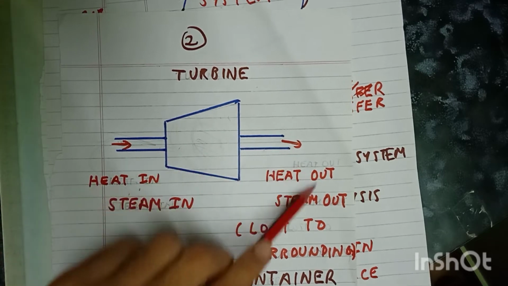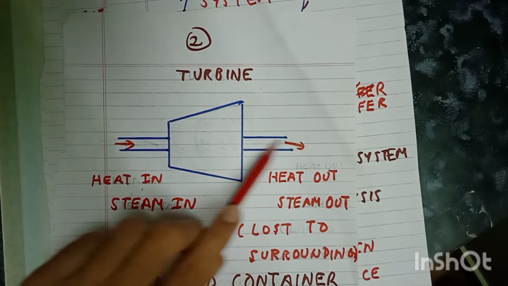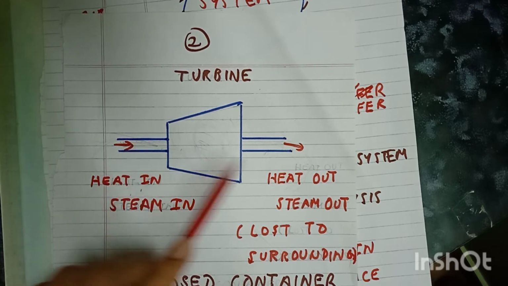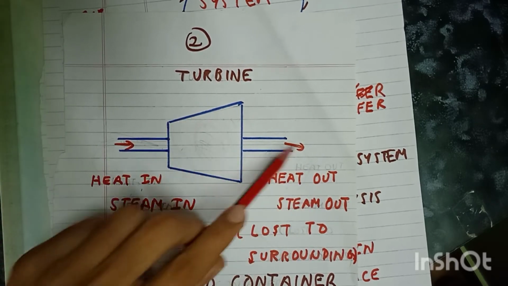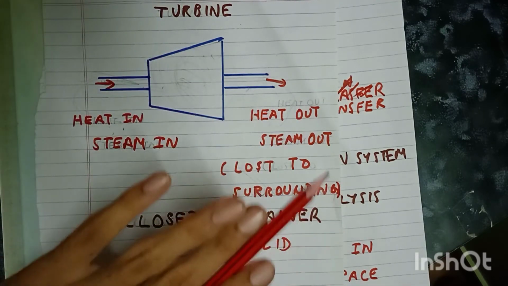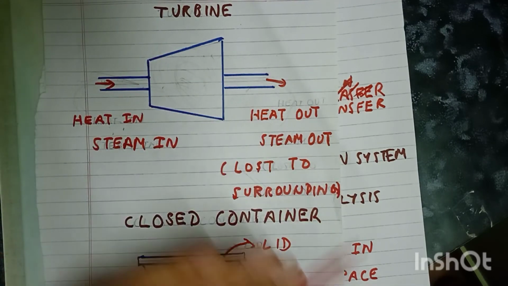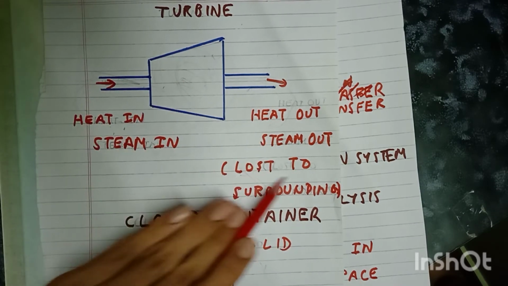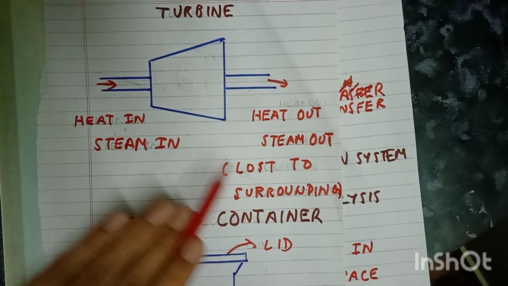After that process, the heat goes out and also the steam, that is the matter, goes out. So heat is moved in, the energy and matter is moved in, and after the process that energy and matter is moved out. Where it is moved out, it's lost to the surroundings. Normally, always keep in mind, it is the interaction between the system and the surroundings, so it is lost to the surroundings.